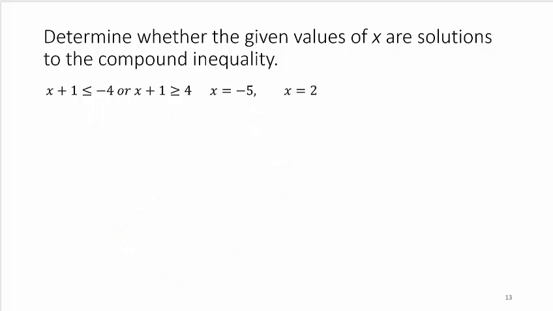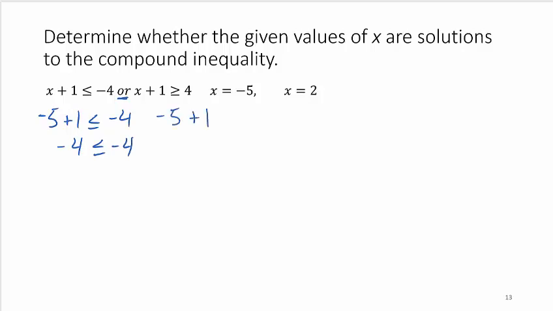Now, in this example, same directions here. We're trying to determine whether or not these two values of x are indeed solutions. We have an or statement here. So that means that it has to work in at least one of them. It has to work in one or the other or both. If any of those apply, then it's a solution. So if we check negative 5, let's put negative 5 into both of these and just see if it works. So negative 5 plus 1, negative 4 is less than or equal to negative 4. That's a true statement.